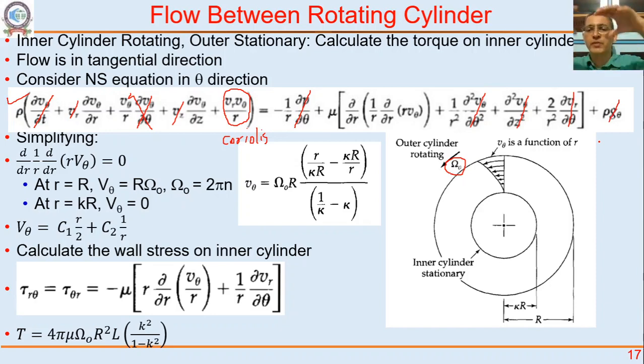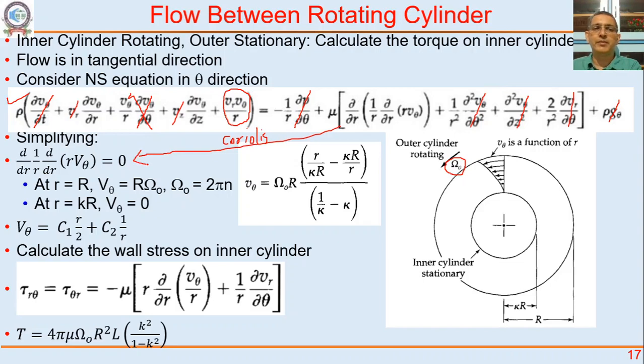There is no component of gravity in the theta direction. You can think of these two cylinders. We are looking at the plan view. So gravitational force is perpendicular, going into or coming out of the plane of the screen. So there is no component of gravity in the theta direction. So our equation just becomes d by dr, 1 by r, d by dr of r v theta.